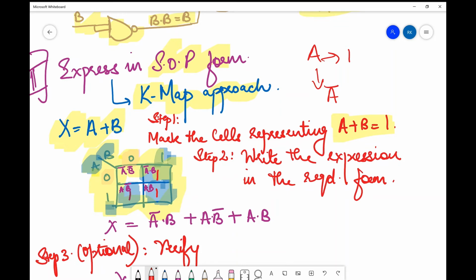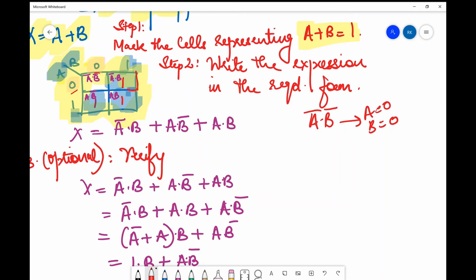Now similarly over here, both A and B are 0. So therefore, it will be represented as A bar B bar. So A bar B bar represents the A equals 0, B equals 0 cell. And now when you put A equals 0 and B equals 0 in this expression, you'll get 0 bar dot 0 bar, which equals 0 bar is 1 dot 0 bar is 1, 1 dot 1 is 1.